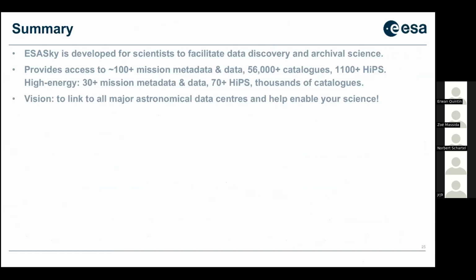And this is my summary slide. So we're developing the tool for the science community to facilitate data discovery and archival science. It's providing access to hundreds of mission metadata, more than 30 in the high energy, thousands of catalogues, mainly thanks to the connection to VizieR, and more than 1,000 HiPS. And our vision is to link to all major astronomical data centers and help enable your science.